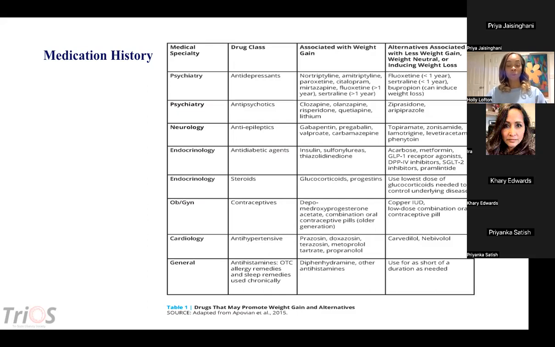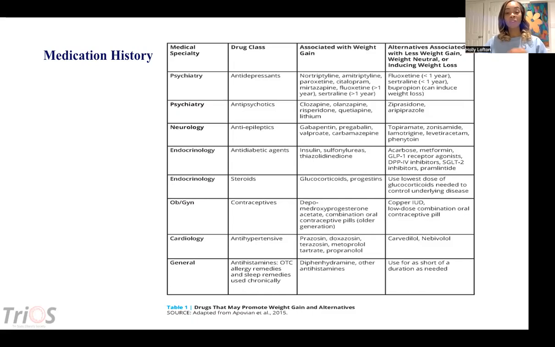So it's important to know that when weight gain is due to a medication, we many times need pharmacotherapy to help negate the weight gain potential of those medications, which may be essential to our patients. And on the right here, I just want to point out there are some alternatives which can be associated with weight neutrality or weight loss.